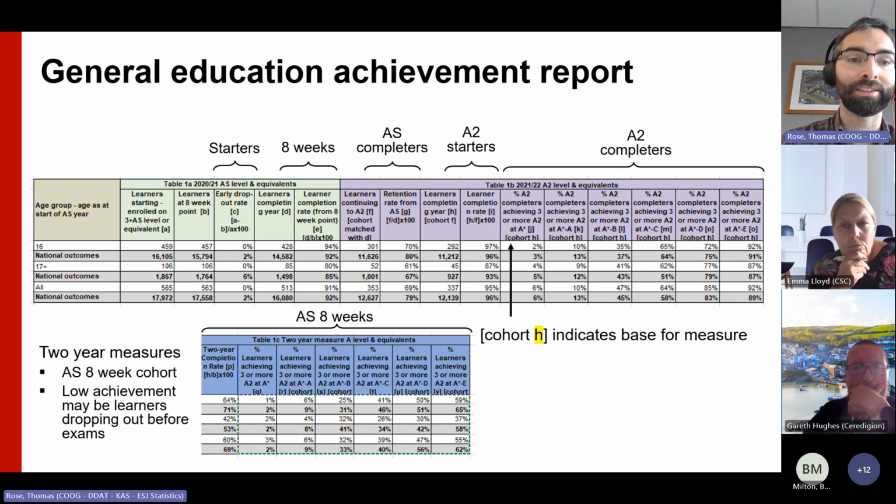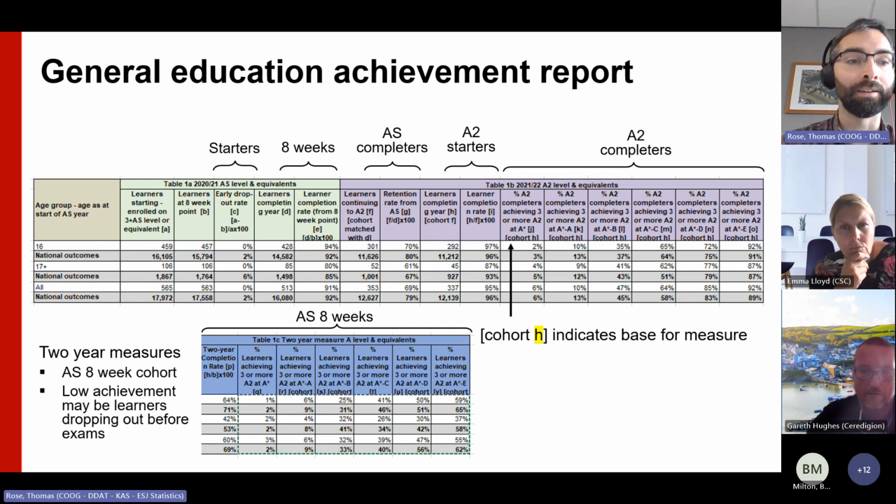However, we do have an additional table, which is our 2-year measures. So this is looking at the number of learners who came out with 3 A levels at particular grades out of all the people who started their AS at 8 weeks. So here, if an outcome is low, it could mean that lots of learners are not passing their exams, but it could mean that they're actually dropping out earlier, and that would show up here.